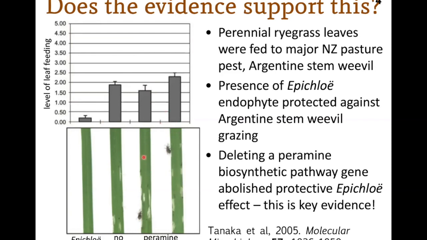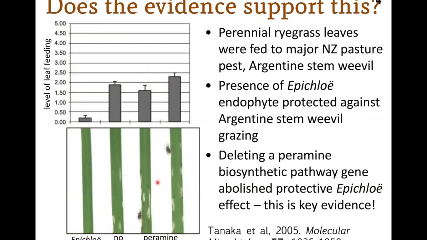And they have 2 mutants like that over here on the right. What you can see is that when the endophyte is no longer able to produce peramine, the level of leaf feeding is more or less the same as you see when there's no endophyte at all. And down here you can see that the Argentine stem weevils have grazed on these leaves, and you can even see some of the weevils here.